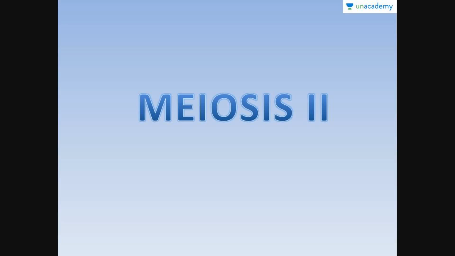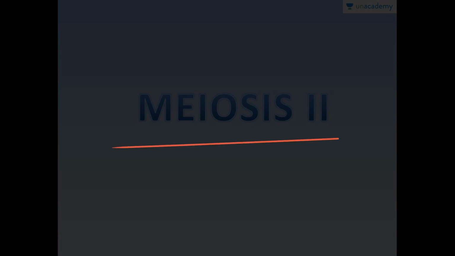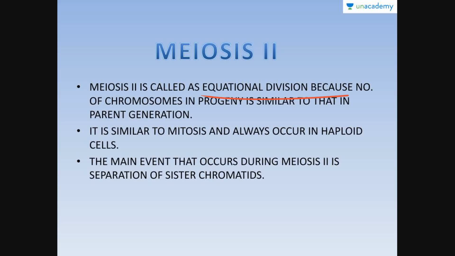Today we are going to talk about meiosis 2. Now we have already learned about meiosis 1 and it was the process in which the number of chromosomes in the daughter cells reduced to half as that of parent. Now we are going to study meiosis 2, during which the number of chromosomes in the progeny and in the parent are just the same. That is why we call this equational division. So if after meiosis 1 the number of chromosomes in a cell is n, then after meiosis 2 also the number will remain n only.